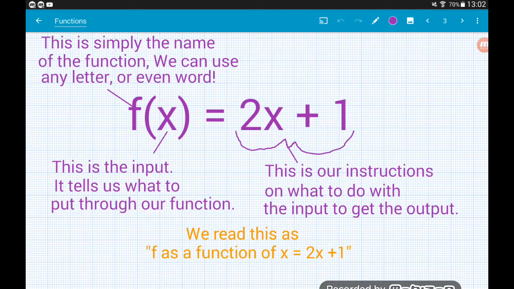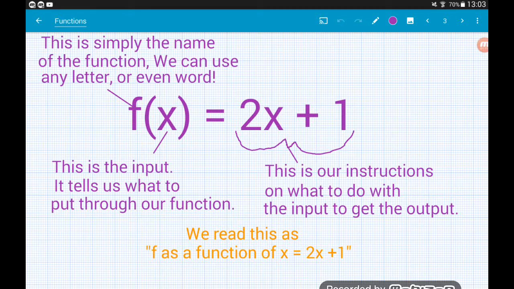Now if you're dealing with 2 functions, the second one will usually be called g, but it's not always the case. The second part is the letter inside the brackets after the name of the function. This tells us what we're inputting into the function. Again, it's usually x, but it can be any letter. So on the left we read that as f as a function of x, or in short we can just read it as f of x.